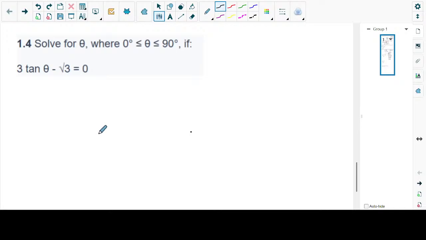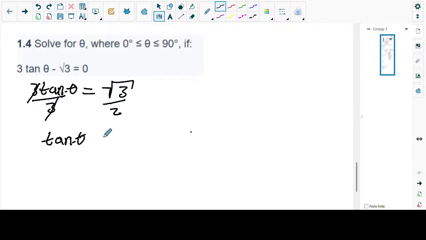So we're going to start by removing the square root of 3. The negative side is going to change to the other side and become positive. So now you have 3 tan of theta is equal to root 3. Now we want to make tan the subject. Divide by 3 on both sides, not root 3. Then we have tan theta is equal to root 3 all over 3.